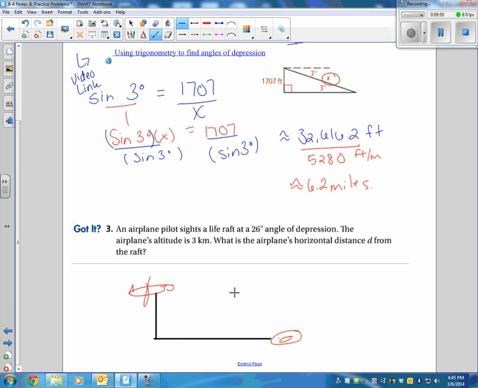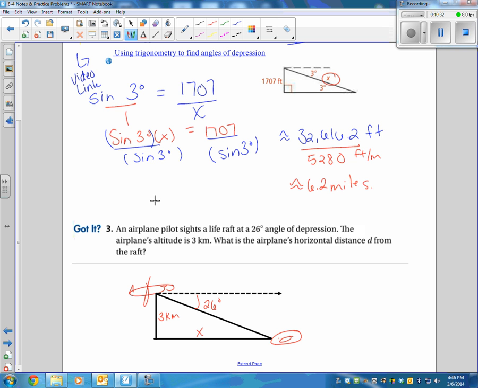So we can write here that this is 3 kilometers. And we know that this descent is going to be from here to here. This angle of depression is 26 degrees, from here to the lifeboat, giving us an angle here of 26 degrees. And of course we want to know this horizontal distance.